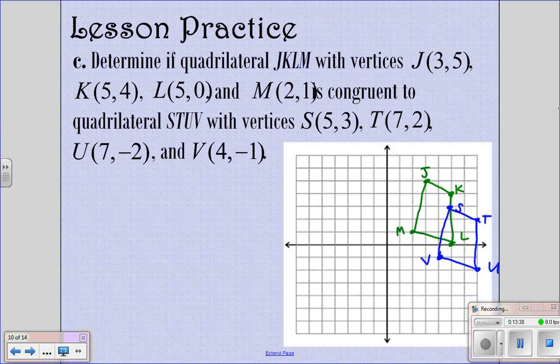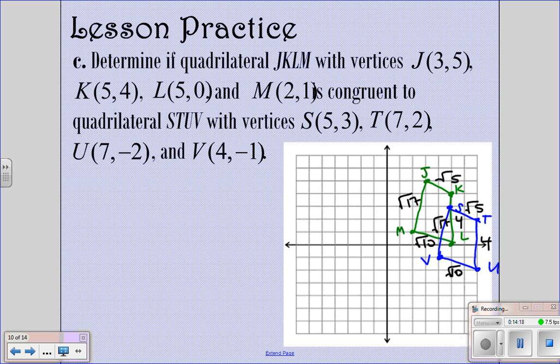So the easiest way to do that is to find the lengths of each side. K to L is a length of 4, and so is T to U. You just count those because they're vertical lines. From K to J, we can use Pythagorean theorem or the distance formula, but you're going to get the square root of 5. And then from S to T, you're also going to get the square root of 5. For J to M, you're going to end up with the square root of 17. And from V to S, you're going to end up with the square root of 17. And then from M to L, you're going to have the square root of 10. And you're going to have the square root of 10 for V to U.